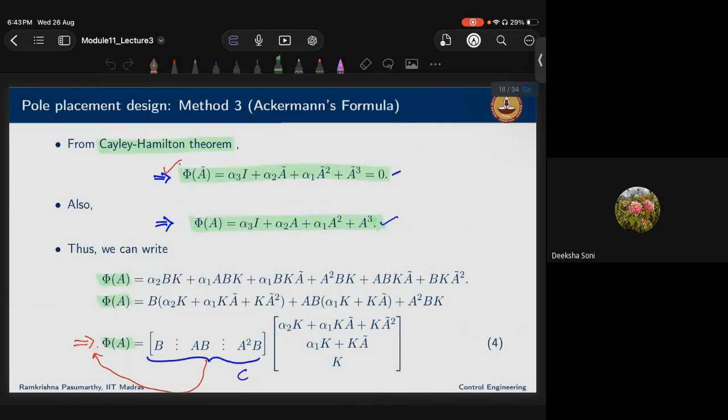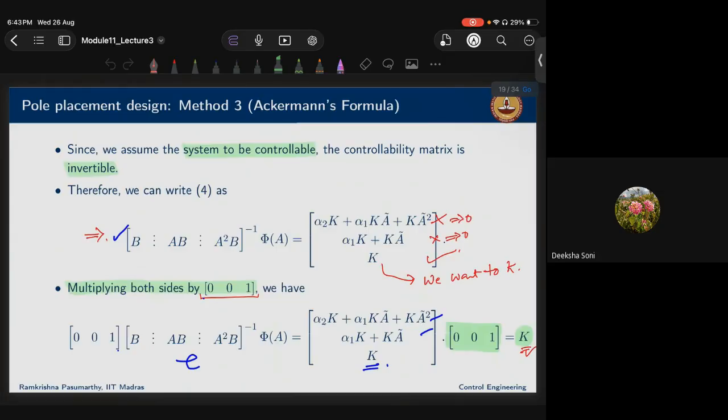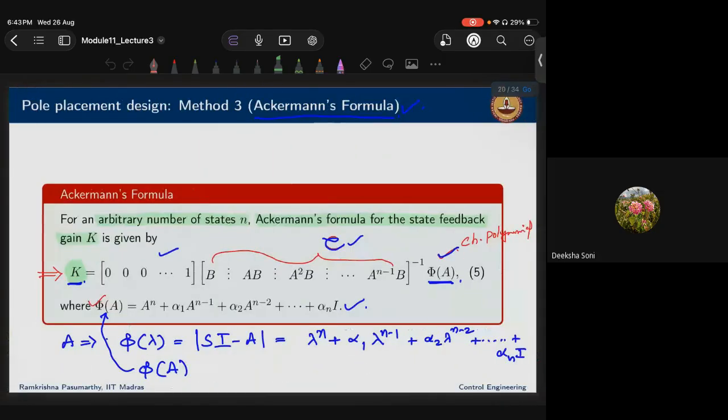Then finally we compare, and we will get this k matrix. In the derivation, we use the Cayley-Hamilton theorem polynomial. Then we find the K matrix. So what is this K matrix? If we see that derivation, we'll get the controllability matrix and the characteristic polynomial. This is the third method.